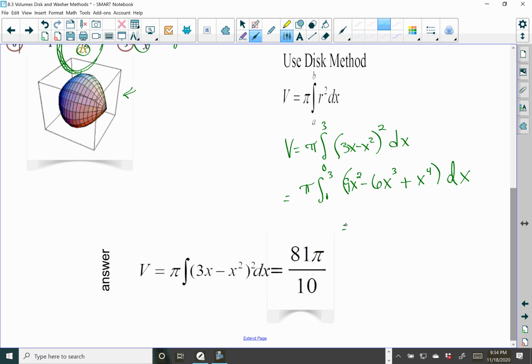We could do this one by hand. It's more fun with a calculator, but if I multiplied up, I'd have what? The 3x cubed would result in a derivative of 9x squared. Add a power, I'm up at a 4, so I have a minus 6/4, 3/2 x to the 4th. Check the derivative, that would give me 4 times 3 is 12, 12 divided by 2 is 6, x to the 3rd, that works. And this will be x to the 5th over 5. And then we'd want to evaluate it from 0 to 3. Plugging all that in, you will end up with 81 pi over 10. Perfect.